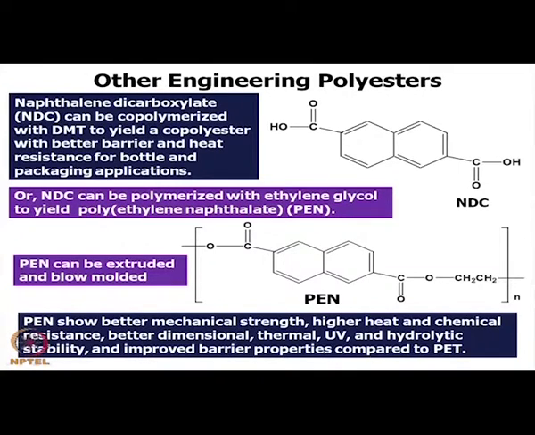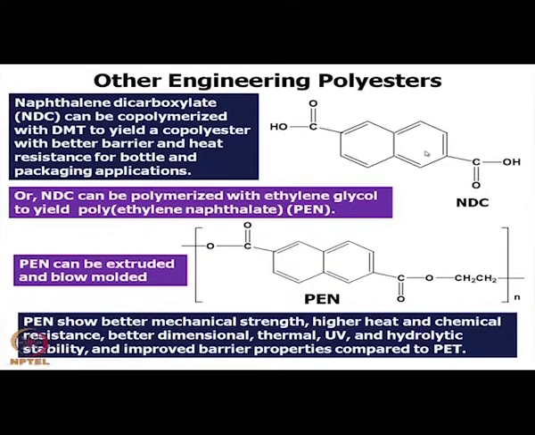The reactivity of terephthalic acid is not good. That is why DMT is used to manufacture PET or PBT through ester interchange reaction. Here also, in the case of the polymer using naphthalene dicarboxylate based polyester, this is also done through ester interchange reaction.